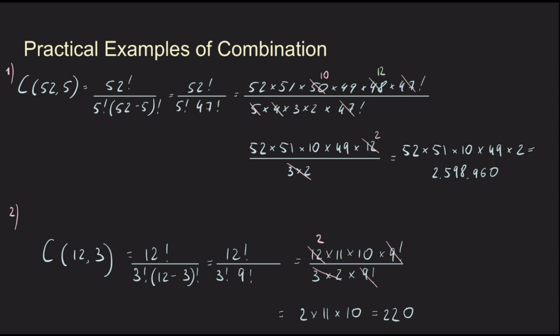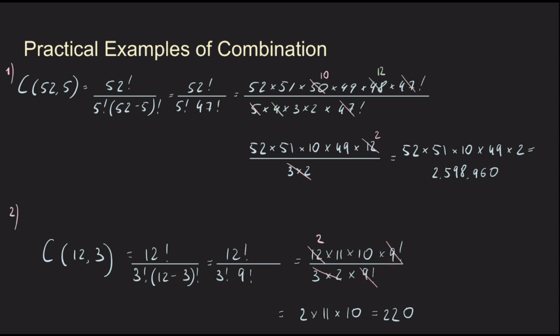Another example is choosing flavors for an ice cream sundae. If an ice cream shop offers 12 different flavors and you want to choose 3 different flavors for your sundae, the number of possible combinations will be 12 factorial divided by 3 factorial times 12 minus 3 factorial, which is 12 factorial divided by 3 factorial times 9 factorial. So we can write 12 factorial as 12 times 11 times 10 times 9 factorial, and we stop there because we can cancel it with 9 factorial in the denominator.